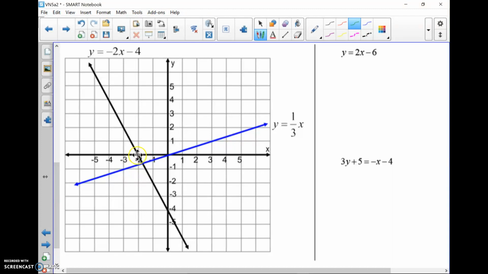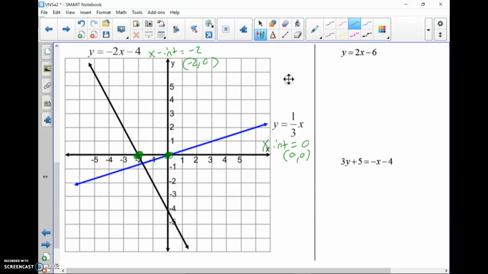The x-intercept for this black line here would be negative 2. The x-intercept for this blue line would be 0. So for this one, the x-intercept is negative 2. And for this one, the x-intercept is 0. And what that means is, it's negative 2, 0. 0, 0 is another way of writing it.